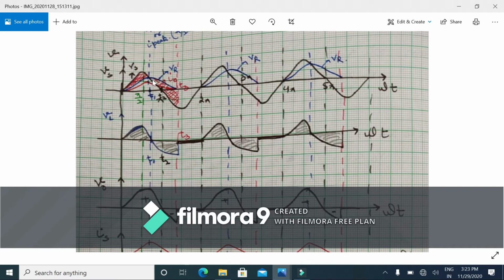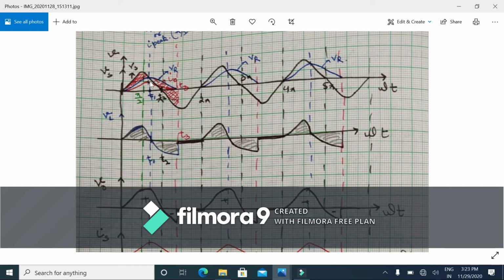If the whole is the VS, this is the VR, then this shaded part will be our VL. The only difference is that this is the positive VL and this is the negative VL. This positive VL represents that energy is stored in the inductor, and this negative VL represents that energy is released by the inductor.